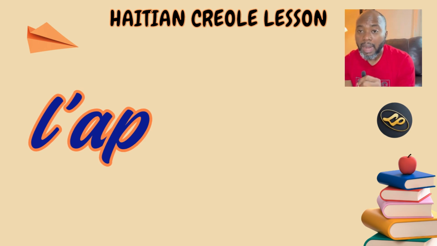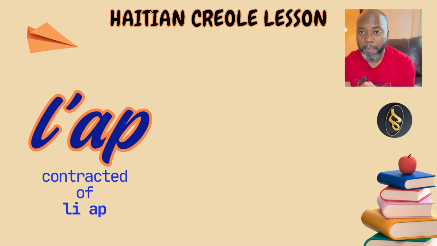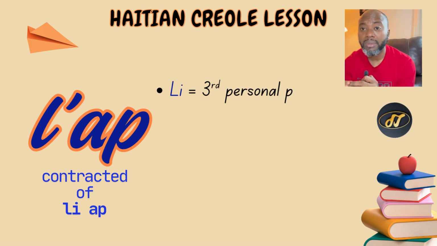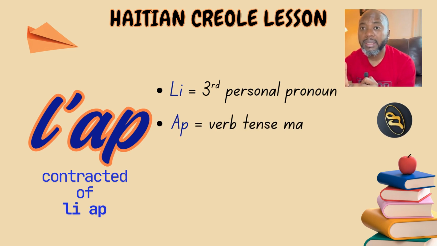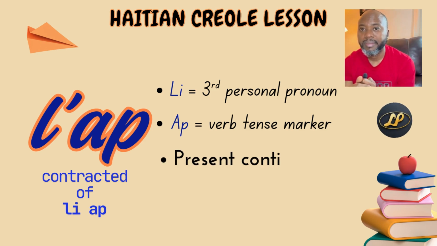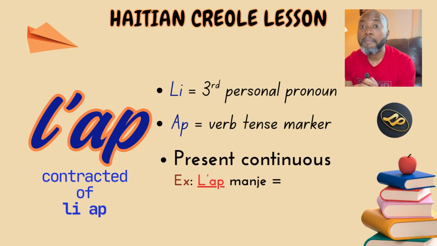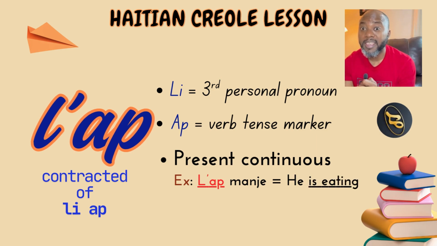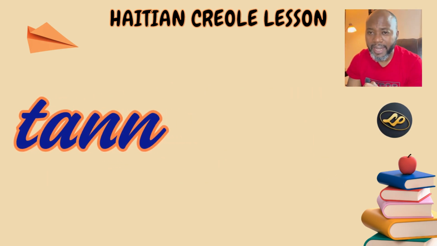Lap. Lap is the contracted form of li ap, where li is the third person pronoun and ap is the tense marker that indicates the present continuous. Lap manger, is eating.